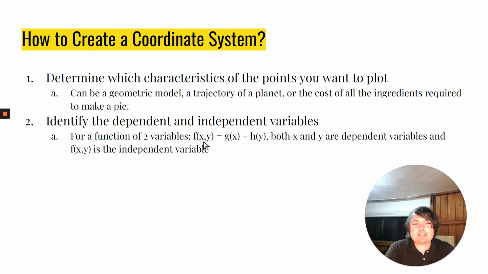So for example, this function of two variables, f of x and y, equals the sum of g of x, which is a function of x, plus h of y, which is a function of y. We would see that both x and y are independent variables in this function, and that f of x and y is the dependent variable. So you just have to be careful not to get confused if you're thinking in the way that you used to remember what's the dependent and the independent variable.